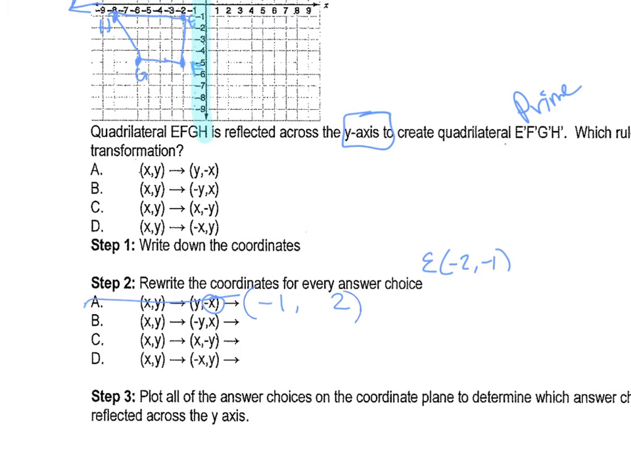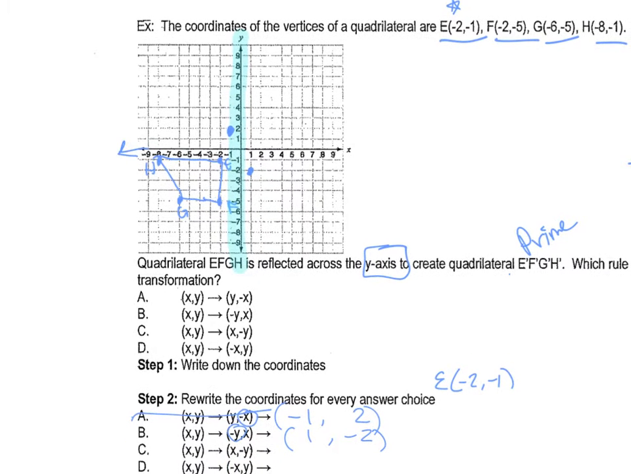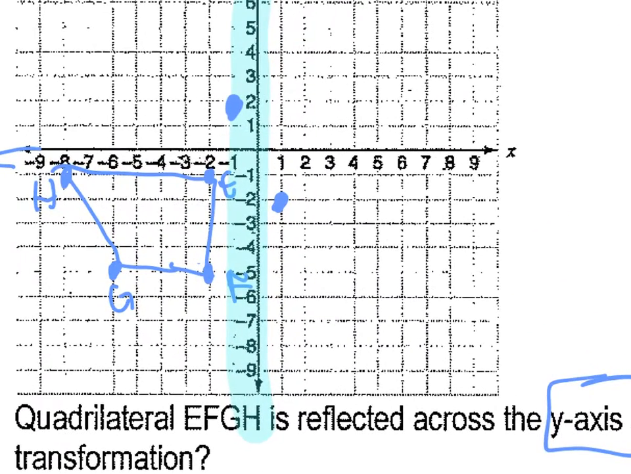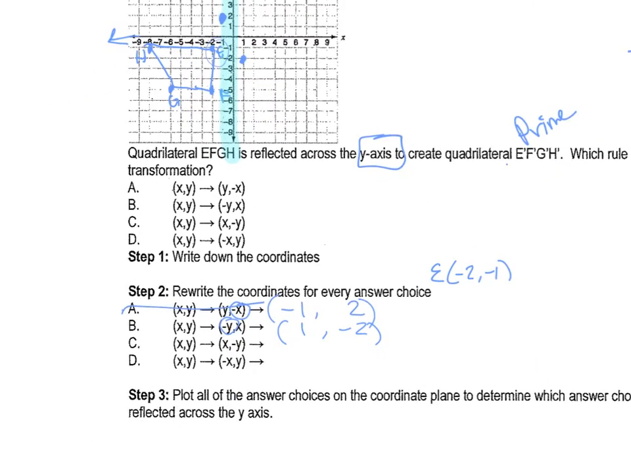So then on B, same thing, it says they flip, so -1, -2, and the sign in front of the y value changes. So I'm going to erase that. So (1, -2). So let's come back up here. (1, -2). Okay, so that would be E prime. So is that a mirror image of your original E? No, because it should be the same distance and in the same location as your original. So B is not going to work.